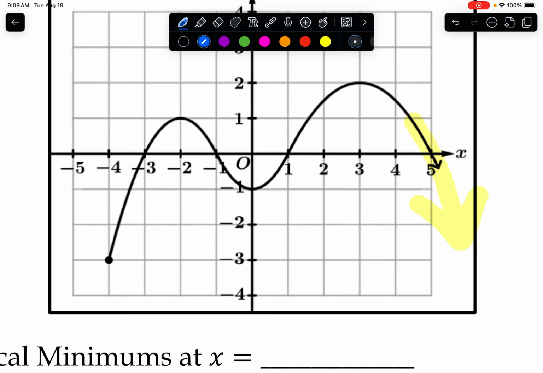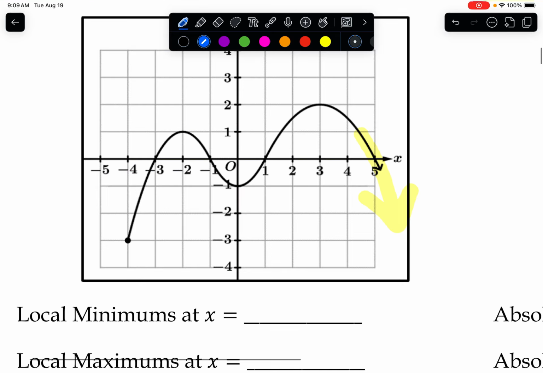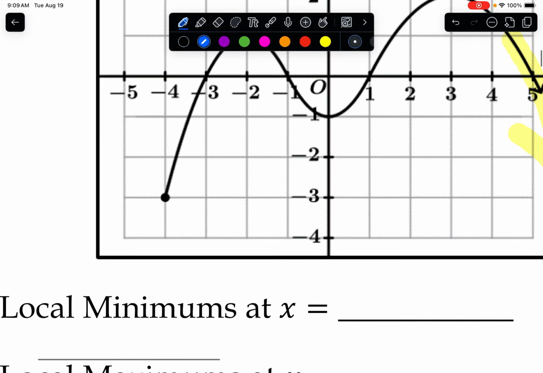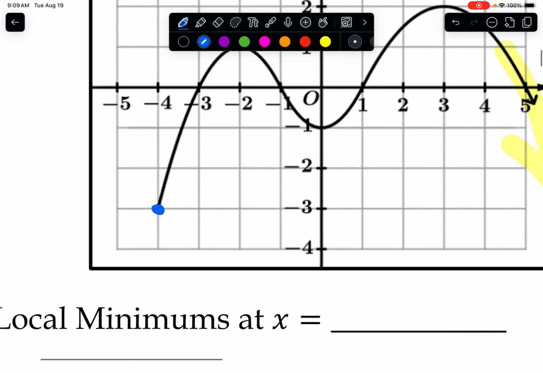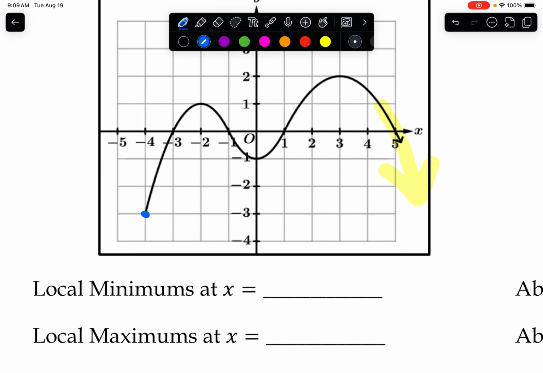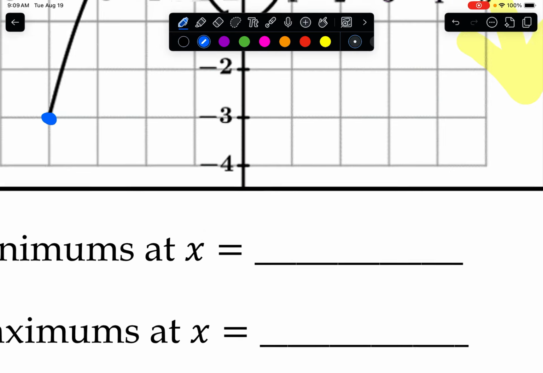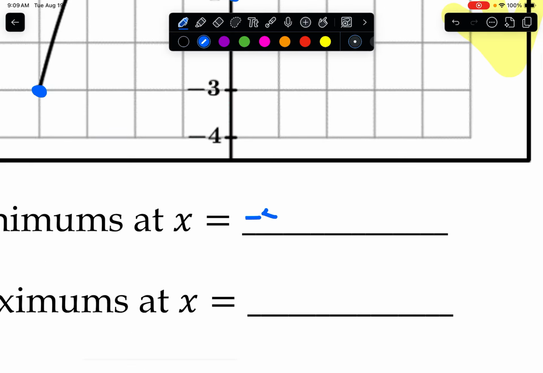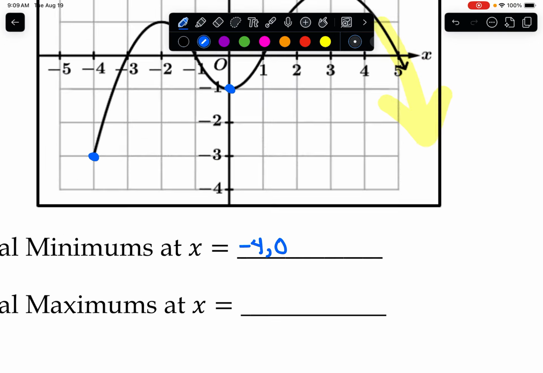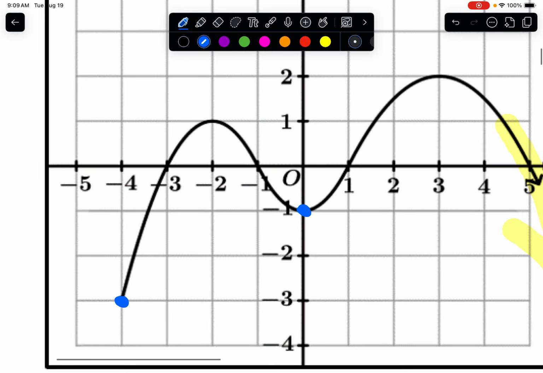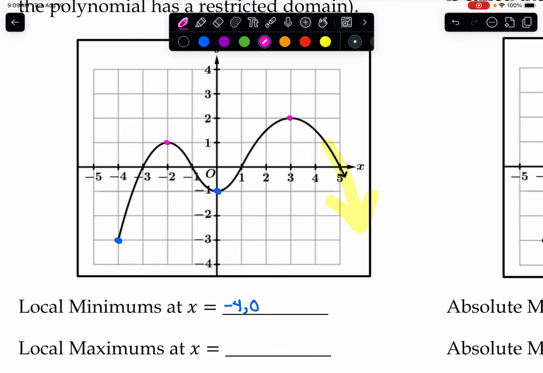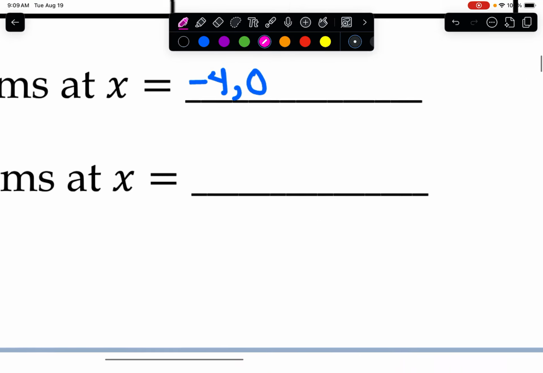Now your local extrema can be your endpoints. In this case, I'm going to say I have a local min at x equals negative 4 and a local min at x equals 0. So at x equals negative 4 and at x equals 0. And then you're going to have a local maximum at these high points. I'm going to have a local maximum at negative 2 and positive 3.